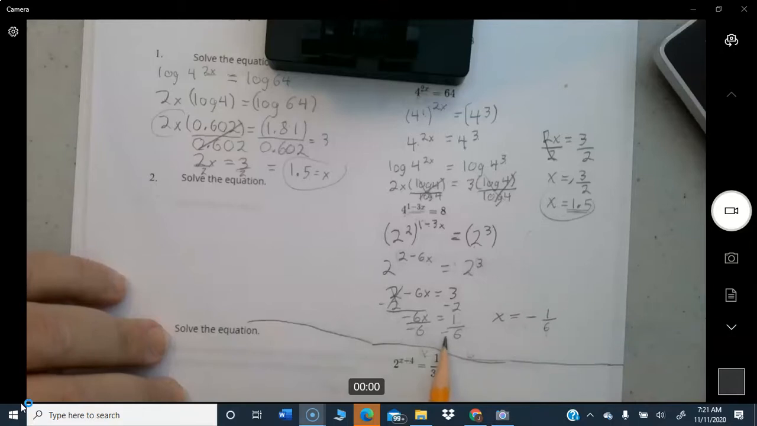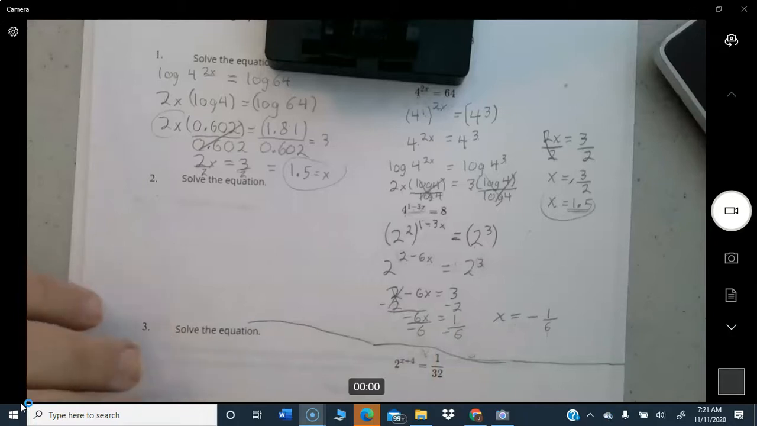Students have asked me, when you have a negative fraction like that, does it matter whether you put the negative sign on the bottom or on the top or kind of in the middle right there? And the answer is no. It's a negative number. That's all that matters. Usually you put it kind of in the middle right there, if it's a fraction. Okay, so we got negative 1/6.